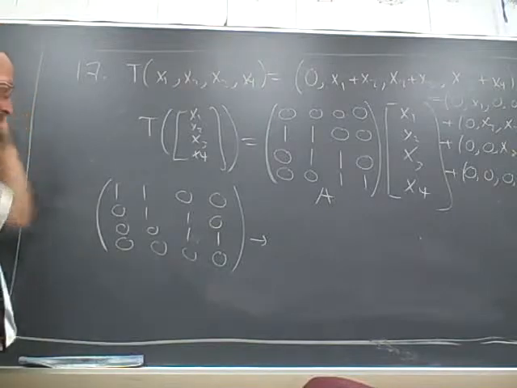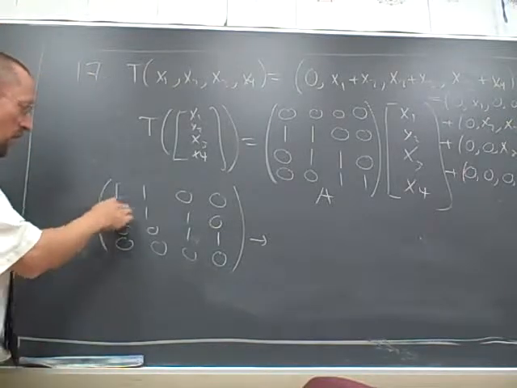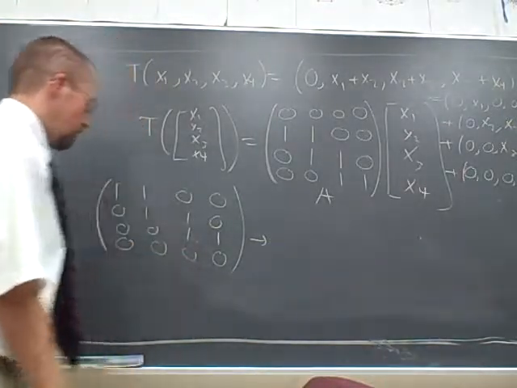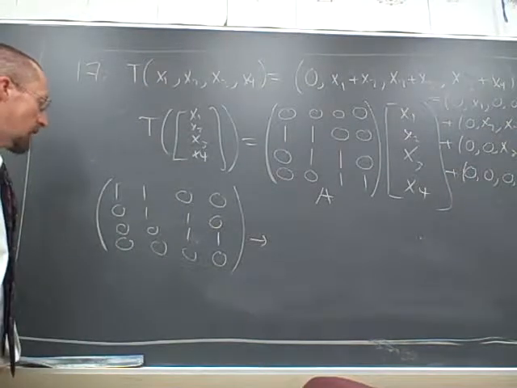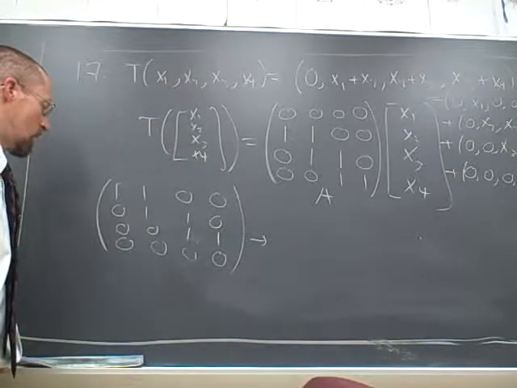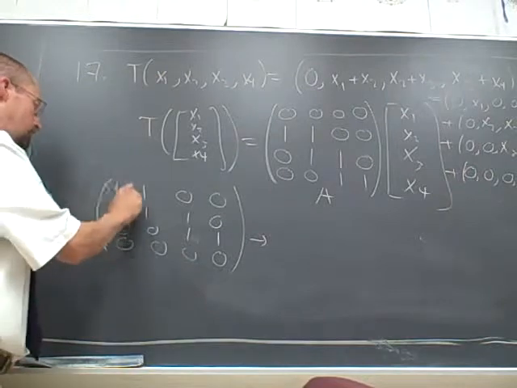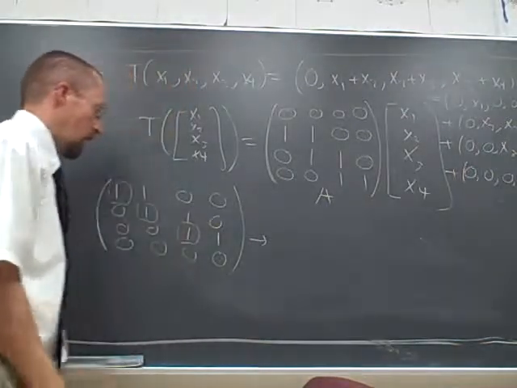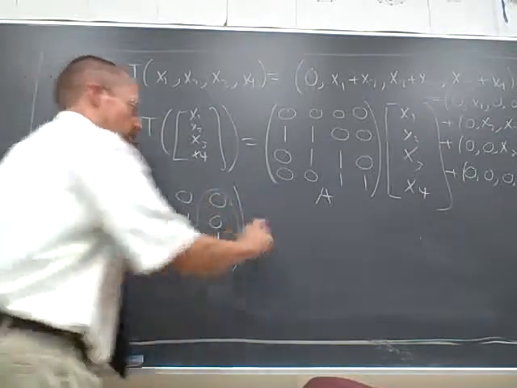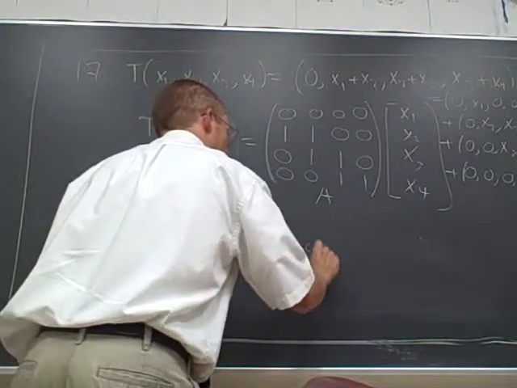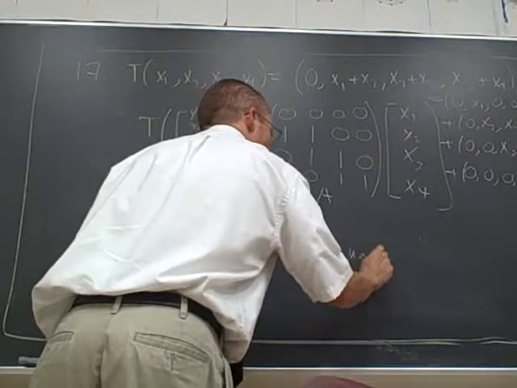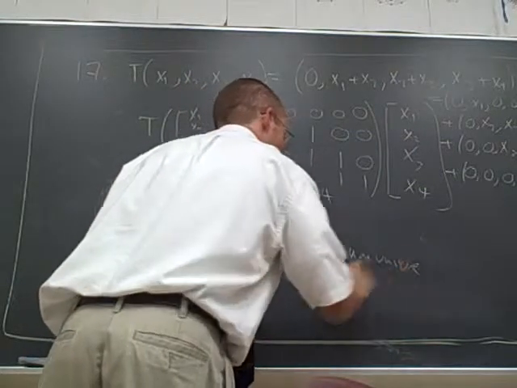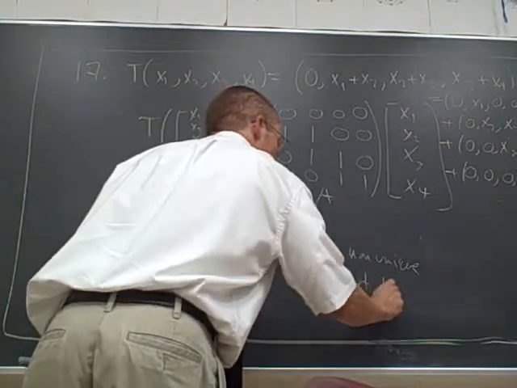Okay. Well, let's look at that. Is it already in echelon form? I can count the pivots. There's the pivots, there's 3 of them. Here's a free column. That means it's a non-unique solution, so not 1 to 1.